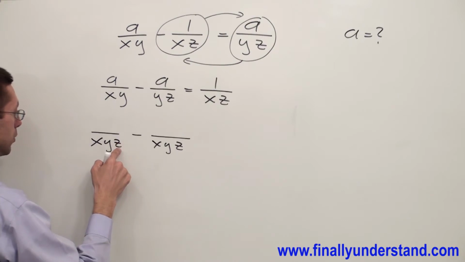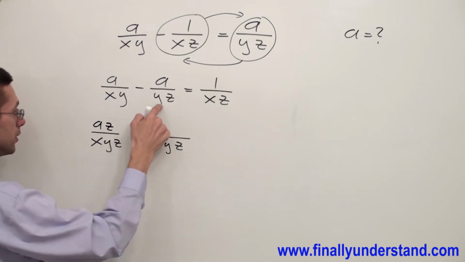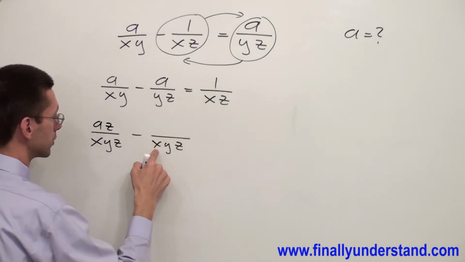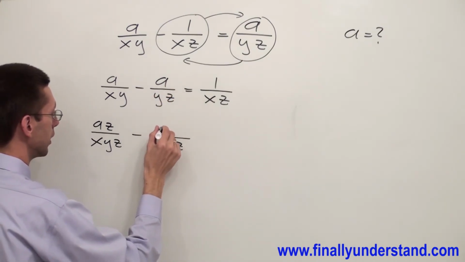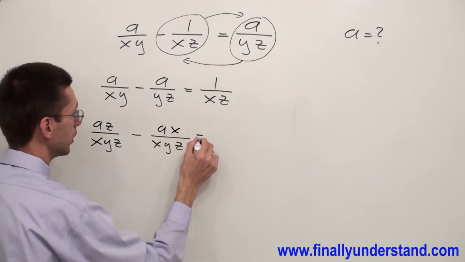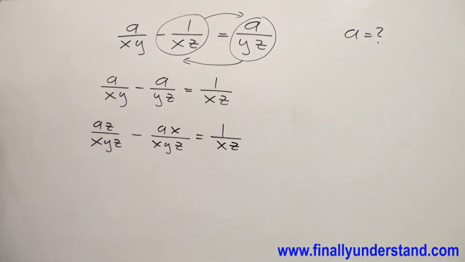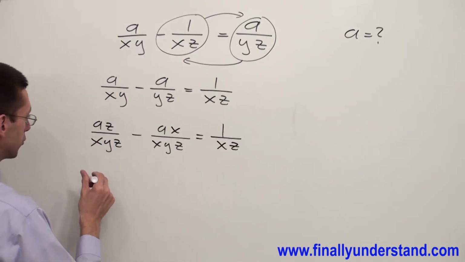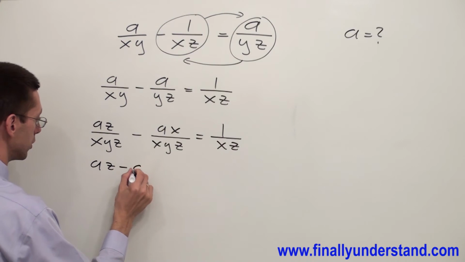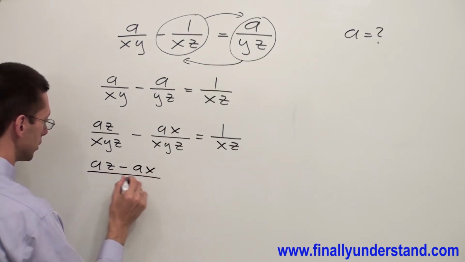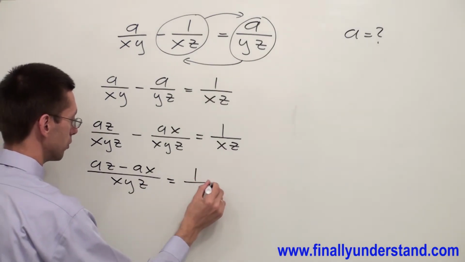Whatever I did in the denominator, I have to do also in the numerator. So that's why I'm going to multiply a by z. This denominator I multiplied by x. Whatever I did in the denominator of this fraction, I have to do also in the numerator. So I have ax equals 1 over xz. Now I can subtract these two fractions. That's why I'm going to have az minus ax over xyz, which is equal to 1 over xz.